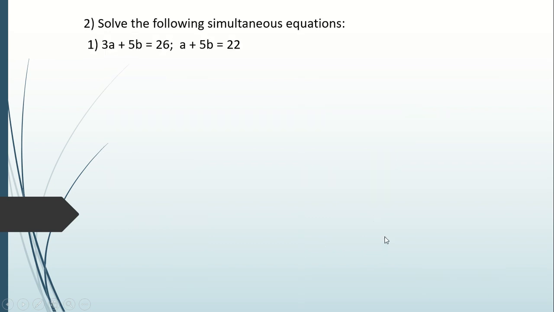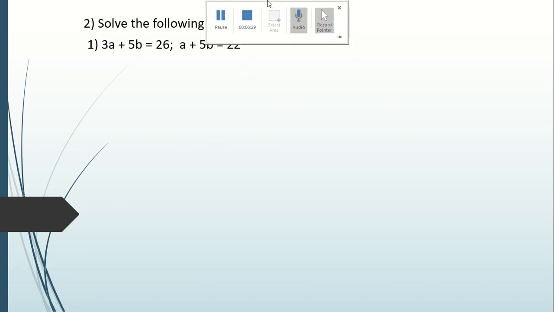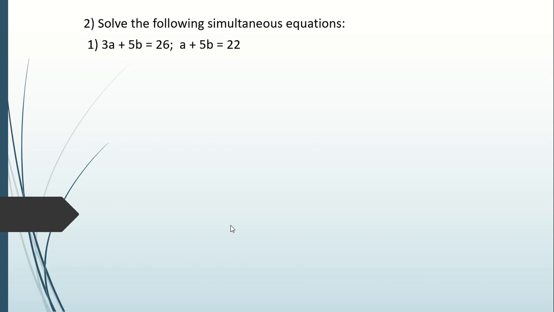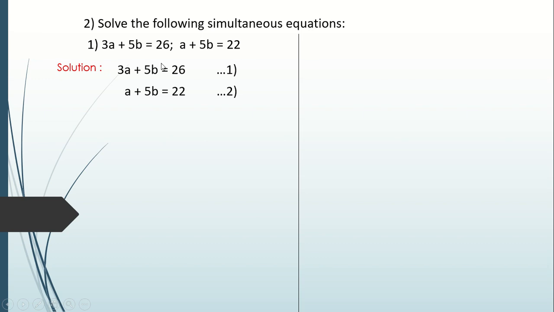Okay, so whenever you have simultaneous equations to solve, the first step is to write both the equations and give them number 1 and number 2. Then observe both the equations carefully and see which variable, a or b, is easier to get eliminated. Now in this case, b is easier to get eliminated, plus 5b is there in both.